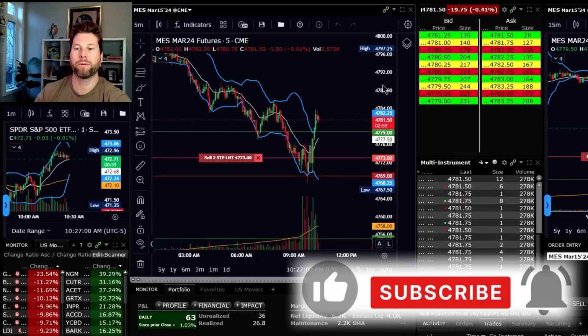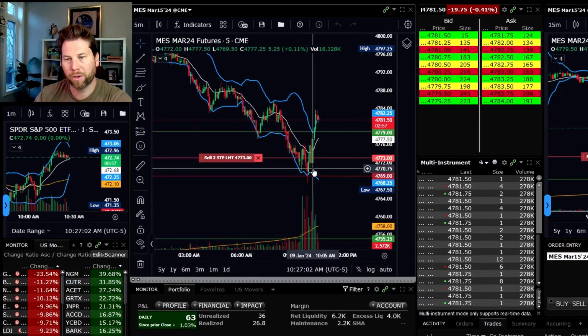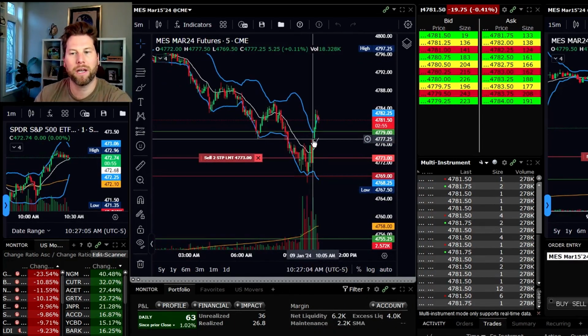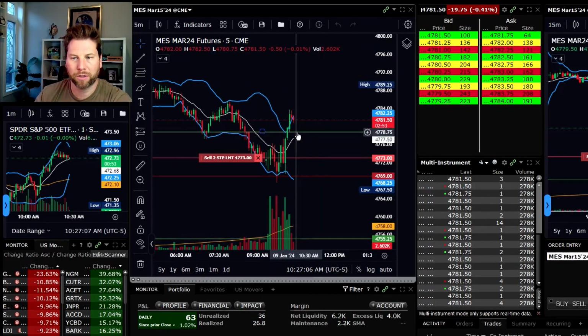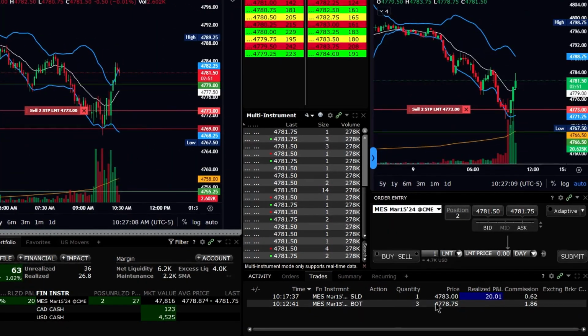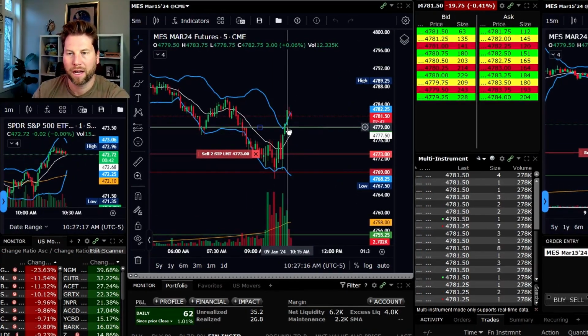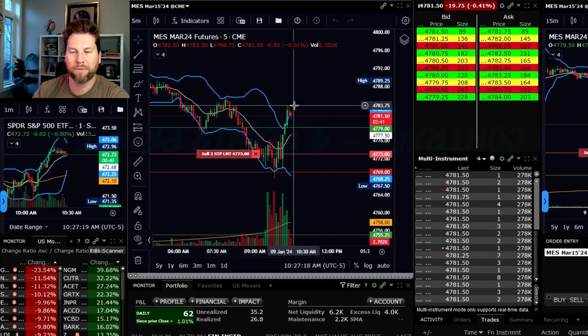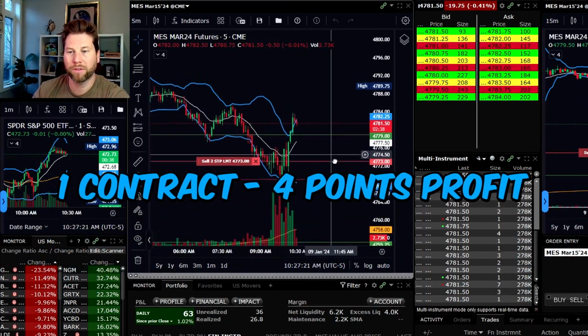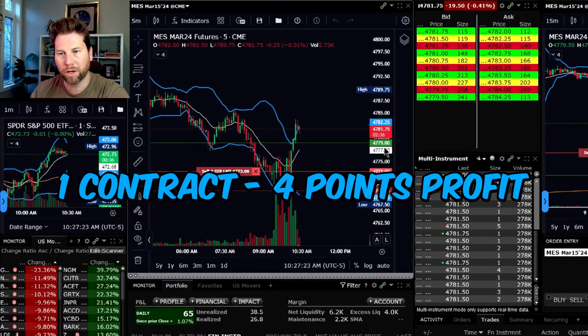To keep it super simple, it's a big rush of volume, a big candle, a pop over the 15 EMA, and I enter. I entered on the green line we see right here. Transparent, I did 3 contracts at 477.875. So I got in right there, and then I always just take off at 4 points. Once I get 4 points, I take off 1 contract.